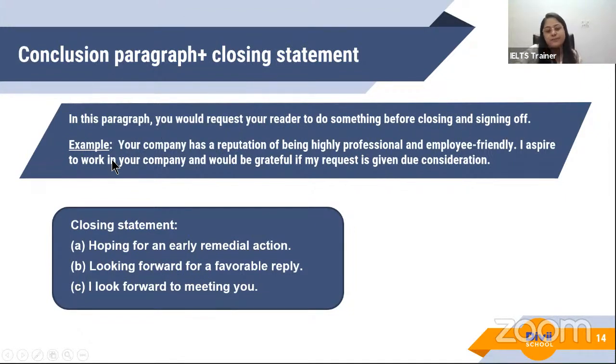Now, for example, this is the example for the letter which I just described at the beginning. Your company has a reputation of being highly professional and employee friendly. I aspire to work in your company and would be grateful if my request is given due consideration. So this is what you will show. Remember what the question of the letter actually was.